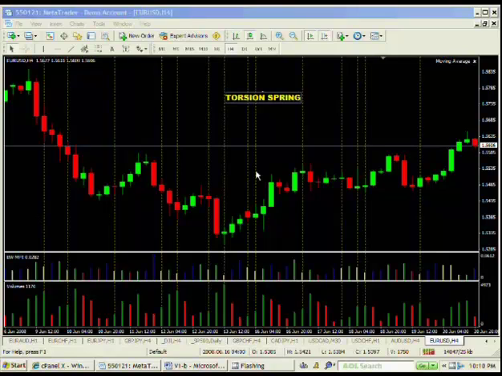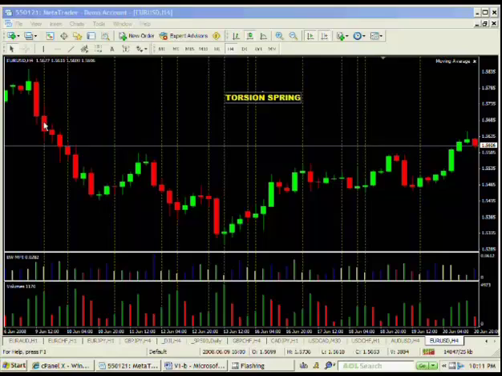But now let's talk about this torsion spring effect and see if we can see it play out on our chart. Okay, when we look at the torsion spring effect, let's start with this bar. Okay, this bar is pretty evenly balanced, also when we look at the length of the tails on the bar, and this is a torsion bar.